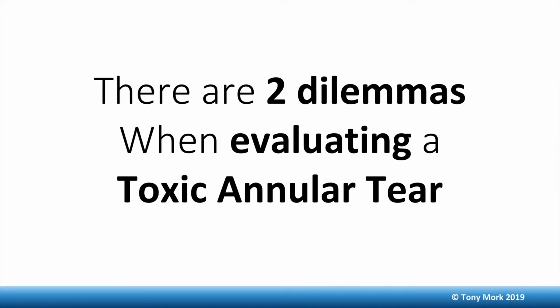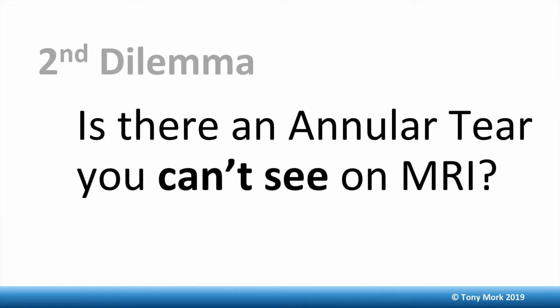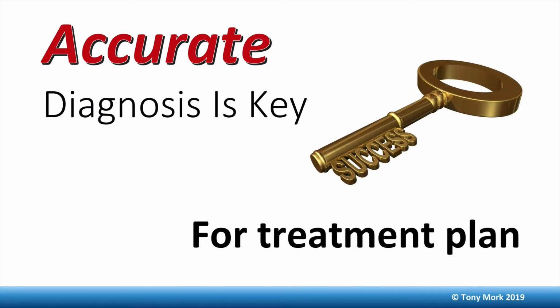There are two dilemmas when evaluating a toxic annular tear. First dilemma: is the annular tear seen on the MRI painful or not? First you have to see it on the MRI and then determine if it's painful, which we've shown by some studies that it may very well not be. The second dilemma: is there an annular tear you cannot see on the MRI, which I think is very important and reflects back on the bulges seen on the MRI. So an accurate diagnosis is the key for a treatment plan, which we're going to talk about in the last video.